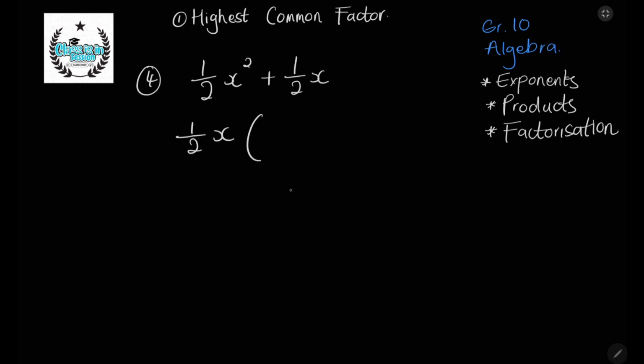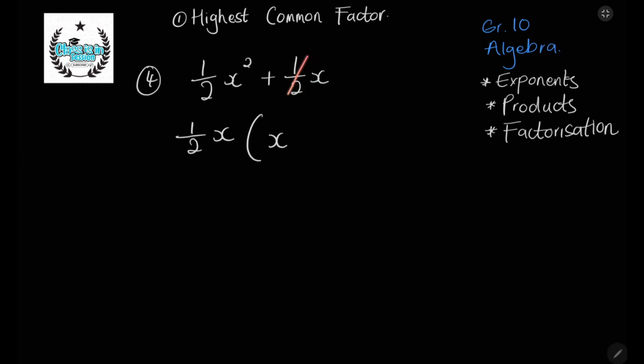Open a bracket. We have 1 over 2 divided by 1 over 2, which is 1. Now let's move to the variables. We have x squared and x. So this is x to the power 2 divided by x to the power 1. Remember, it's just 2 minus 1, which is 1. So we're left with x to the power 1. You don't have to write down that 1. It's invisible.